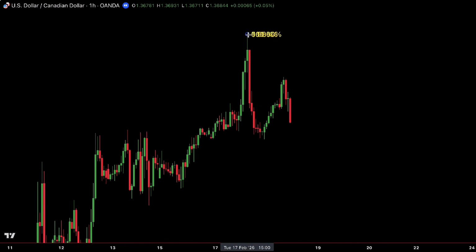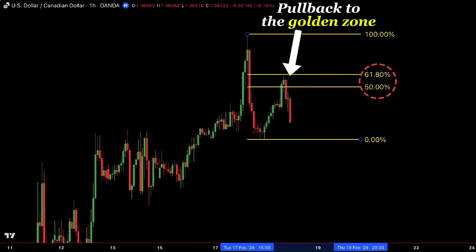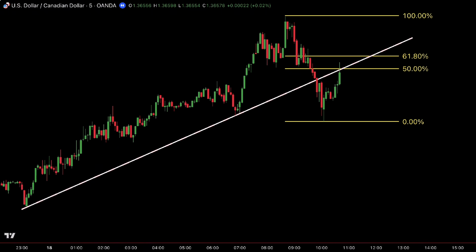If we apply the Fibonacci retracement to this move, we can clearly see that the pullback stops at the golden Fibonacci zone, around the 50% and 61.8% levels, before the market continues downward. This confirms that sellers are likely in control and supports our bearish setup on the 5-minute chart. Now let's go back to the 5-minute time frame to execute the trade.